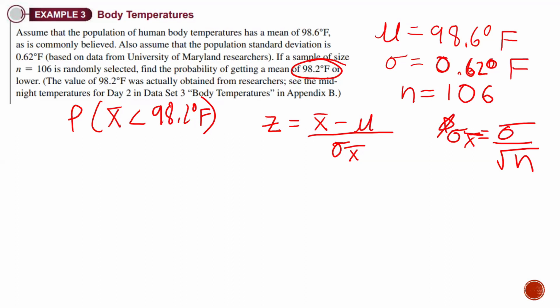So let's start by writing the information down. Sigma of X bar, so sigma means standard deviation. Standard deviation of X bar, that's the standard deviation of the sampling means, that you calculate by taking the standard deviation of the population and dividing it by the square root of n.